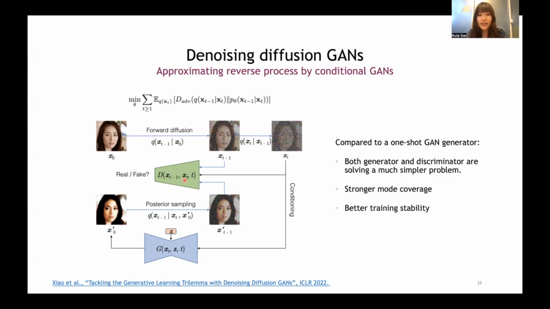One may ask, what is the benefit of denoising diffusion GANs compared to a one-shot GAN model? This paper shows that right now, the conditional GANs only need to model the conditional distribution of x_{t-1} given x_t. This turns out to be a much simpler problem for both the generator and the discriminator compared to directly modeling the marginal distribution of the clean sample. This simpler training objective for the two models leads to stronger mode coverage properties of GANs and also leads to better training stability.